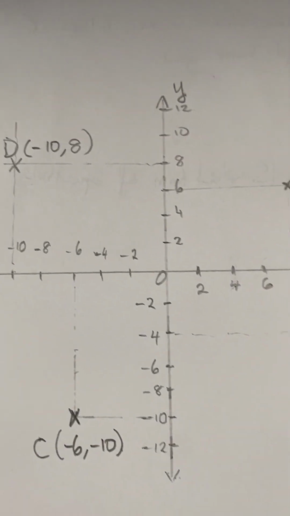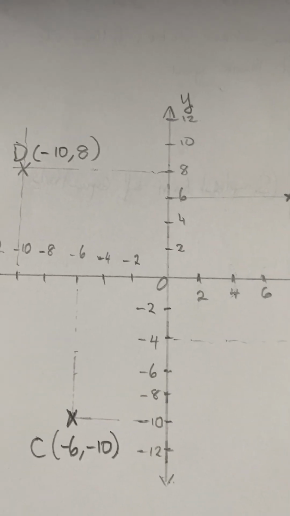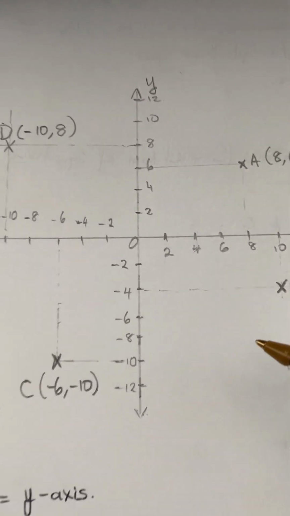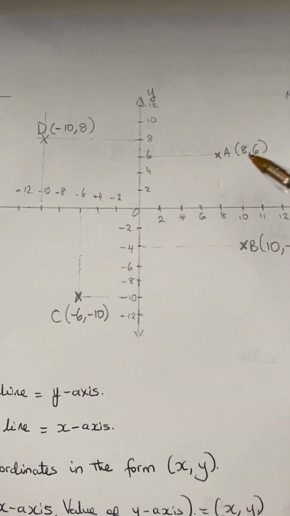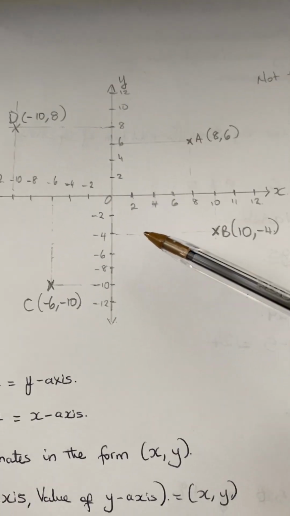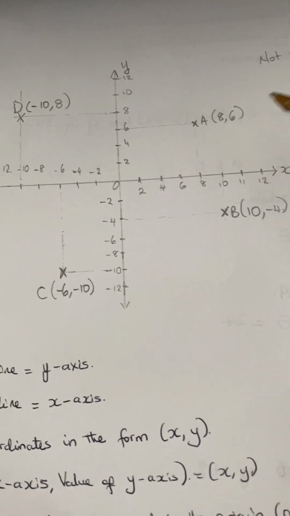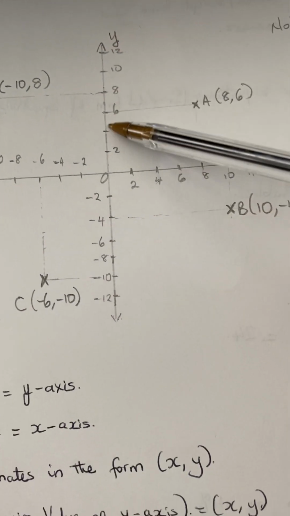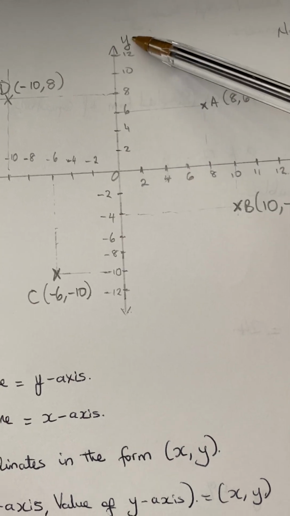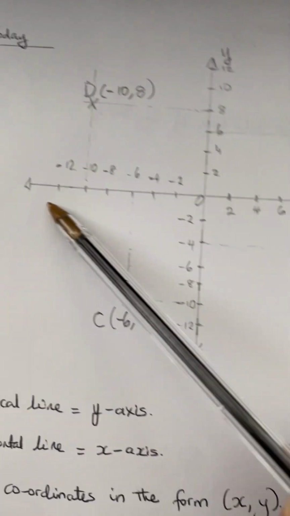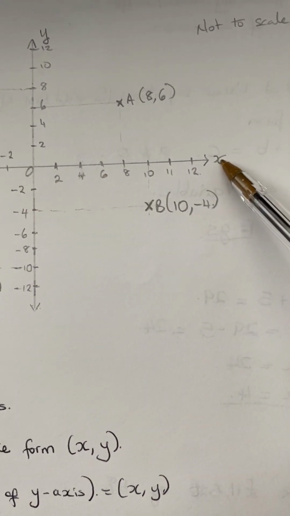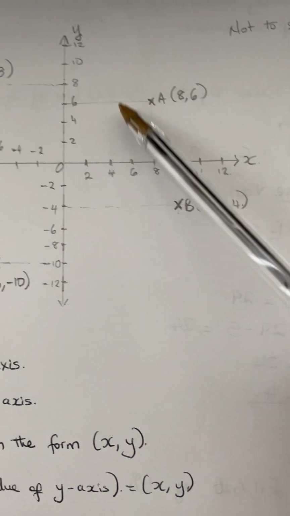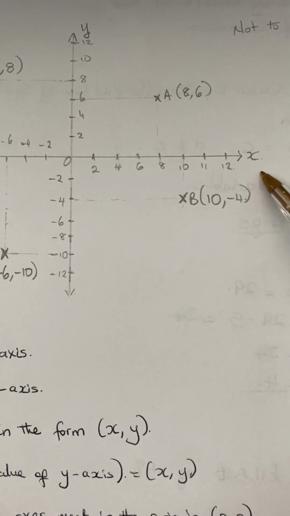Now today, after looking at linear graphs, I want to introduce you to how to plot coordinates and how to draw straight line graphs. The vertical axis, which is this one, is always the y-axis. The horizontal axis, this one here, is the x-axis. So you have your y-axis, you have your x-axis.